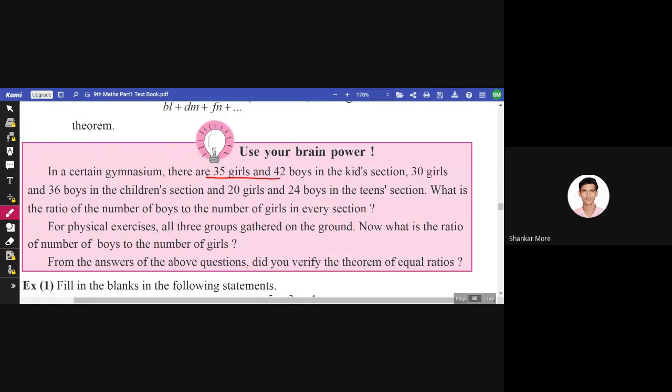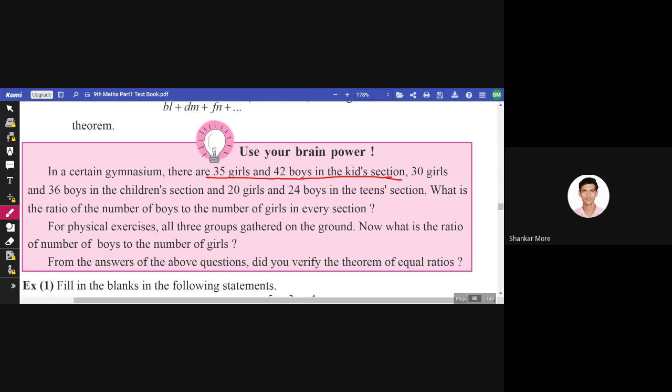Okay, so 35 girls and 42 boys in the kids section. So kids section में 35 girls है, 42 boys है. So boys to girls ratio कितना हुआ? Who can tell? What is the ratio? Anyone? Anyone with any idea how we calculate ratio? बॉयज टू गर्ल्स का रेशो हमें निकालना है फॉर द फर्स्ट स्टेटमेंट, जिस स्टेटमेंट को मैंने अंडरलाइन किया है ना, वही.